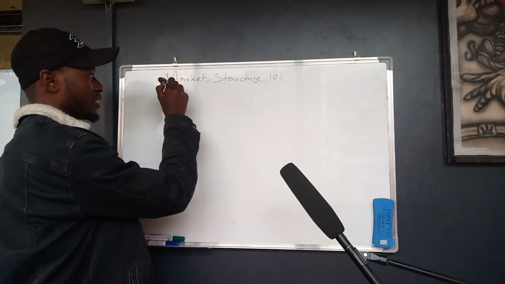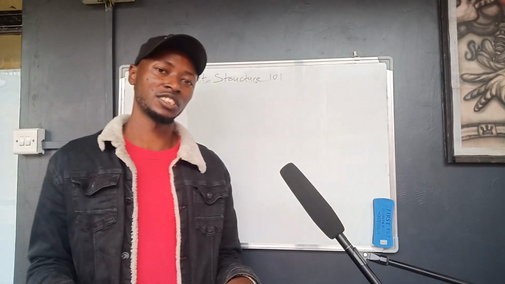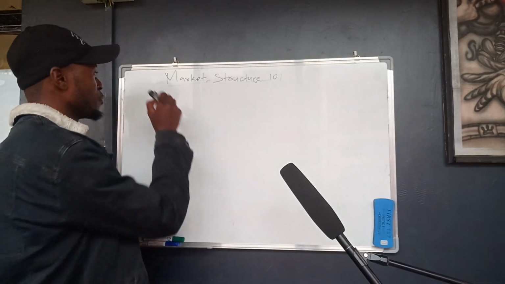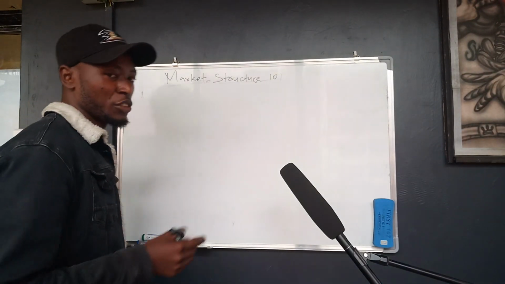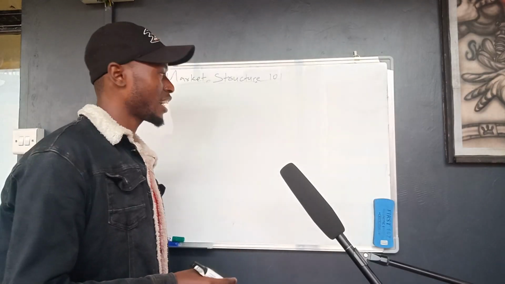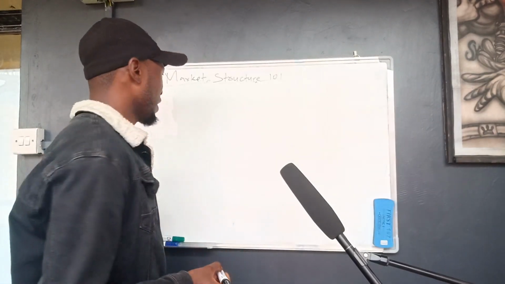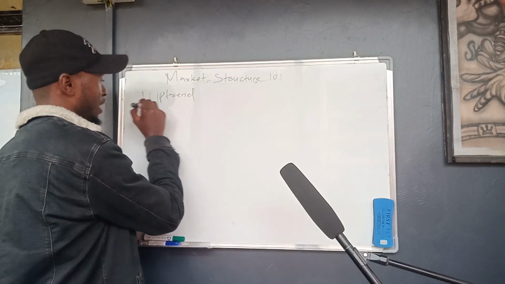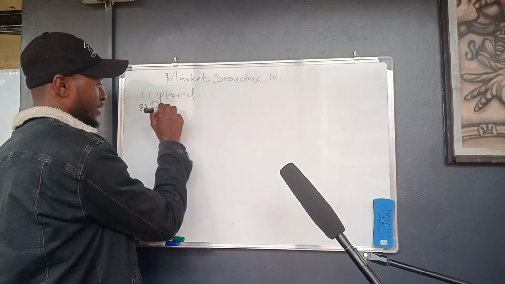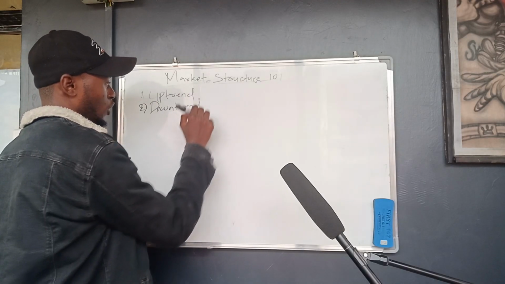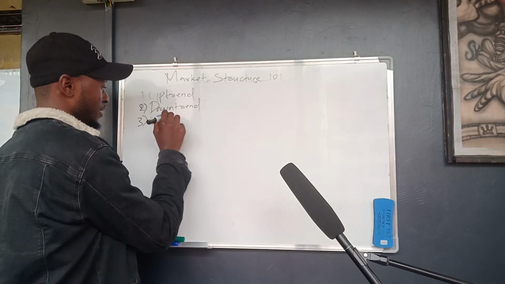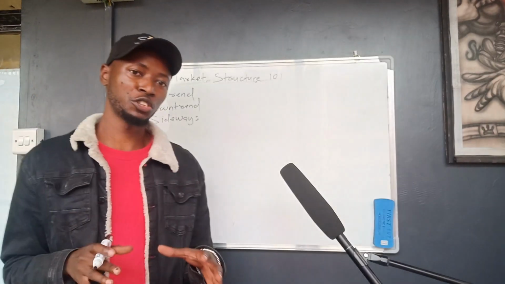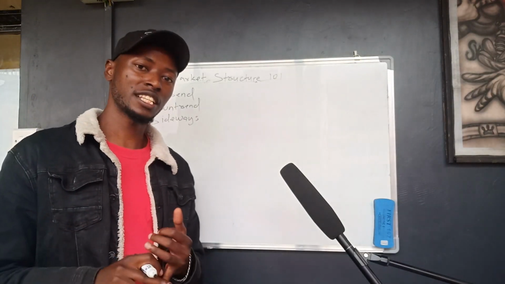So market structure. What is market structure? Market structure is the movement in a market either in an up direction or a down direction or sideways. So there are three ways in which a market can move. A market can either move in an uptrend, a downtrend, or sideways. So today I'm going to teach you all about uptrends, downtrends, and sideways markets.